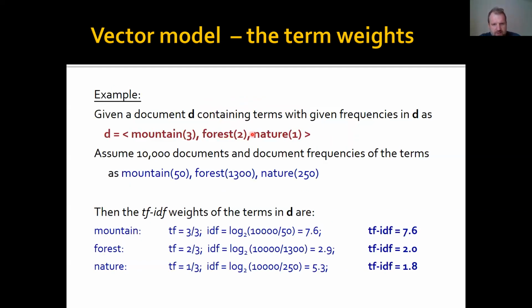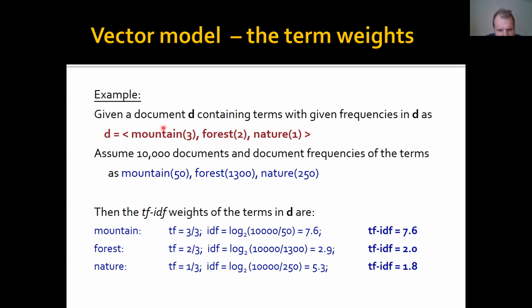Okay, so these are the weights. If we have an example, we have a document that consists of 3 terms. The first term is there 3 times, the second 2 times, and the last one just once. So we have these 3 frequencies for 3 terms, and then we also have 10,000 documents and document frequencies for the whole collection.